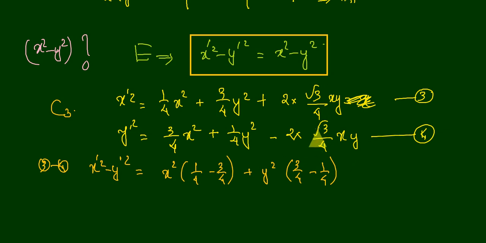Okay, so again we can write it like that is 2 into root 3 by 4 xy plus 2 into root 3 by 4 xy, that is 2 into root 3 by 4 xy. So 2 into 2 is equal to 4, and that 4 and that 4 will be cancelled. So what is remaining is root 3 xy, right? Okay. So this is what is happening to x square minus y square.